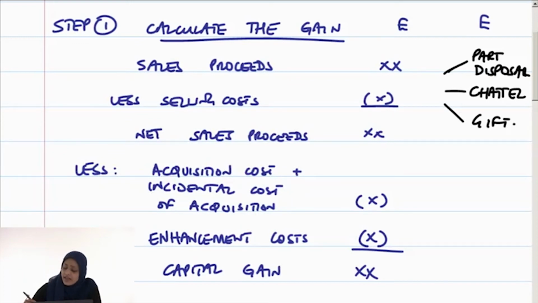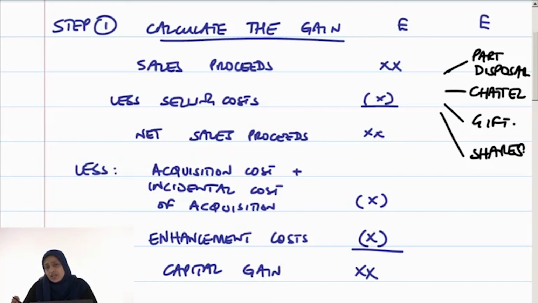Okay. The next variation in step 1 is, of course, as I mentioned, shares. When you have shares that are being disposed, with shares you can have two issues that can come in. First of all, if it's a gift of shares, then that means we need to find the market value of the shares. Now, the market value of the shares is quite different from the market value of any other asset, because market value of shares is quite volatile. And it's different from any other assets.